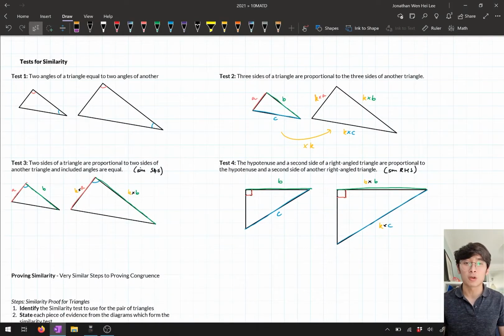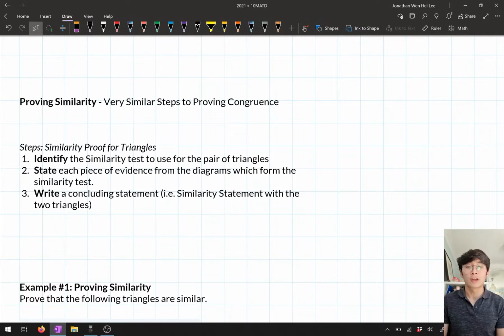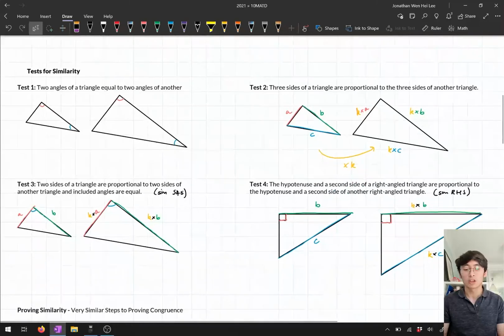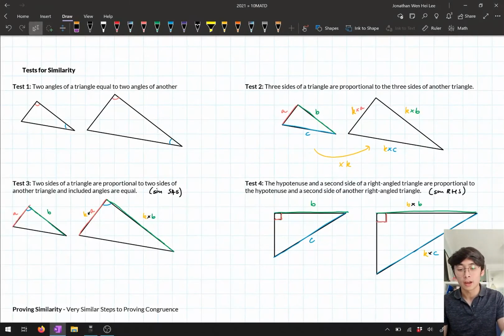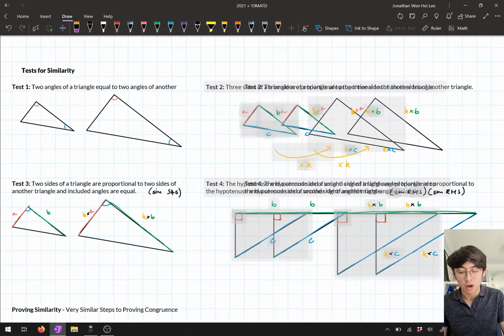Now, the first thing that we actually want to do is prove similarity. Proving similarity is very similar to the steps of proving congruence. The first step is to identify the similarity test that we're going to use. It's going to be one of these 4 tests, so we want to identify which of my 4 tests I am going to use in order to prove that my 2 triangles are similar.